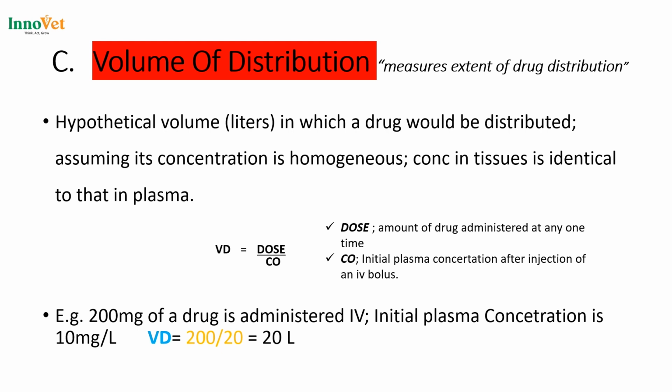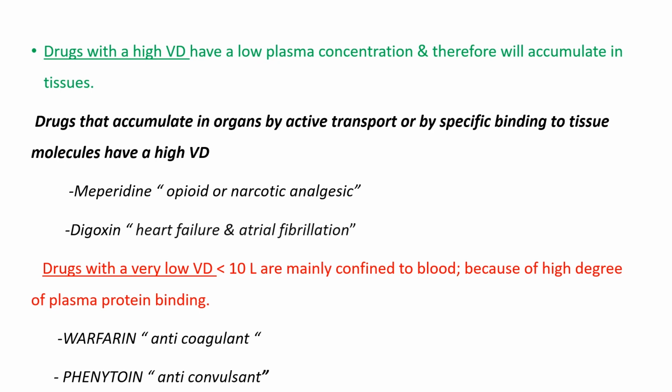The dose is any amount of drug that is administered at any one time. For example, if I have 200 milligrams of drug that is administered IV, and the initial plasma concentration is 10 milligrams per liter, my volume of distribution will be simply the dose, which is 200, over the initial plasma concentration, which is 10, and then my VD will be 20 liters. So in order to understand the volume of distribution and how best to apply it, we need to have two key notes to take home.